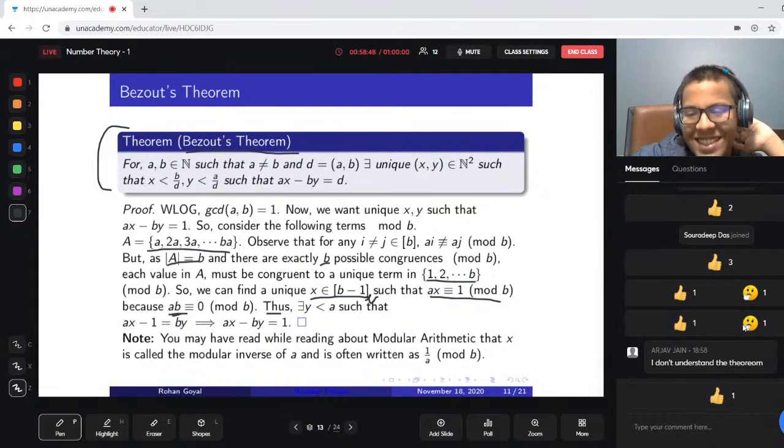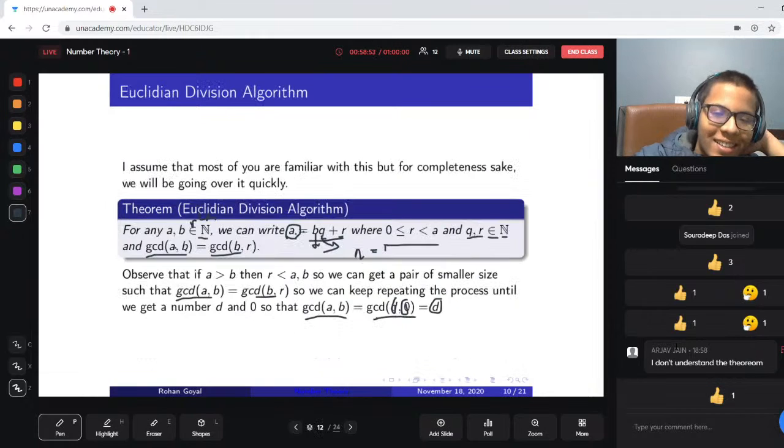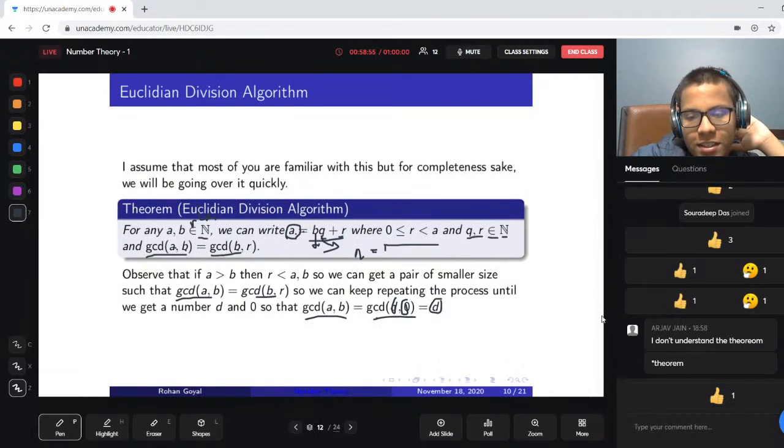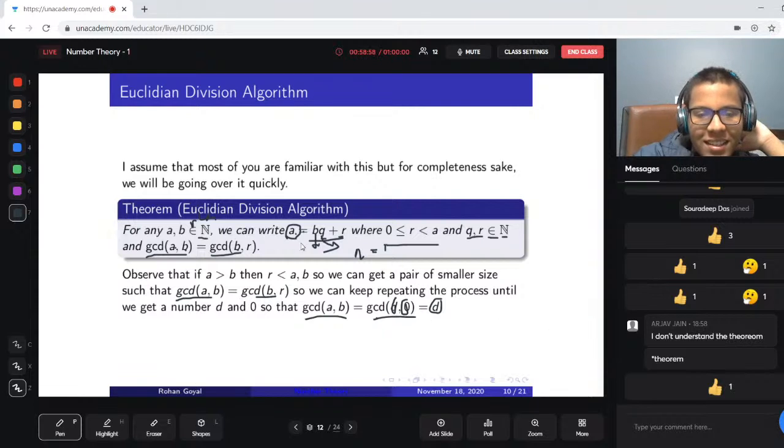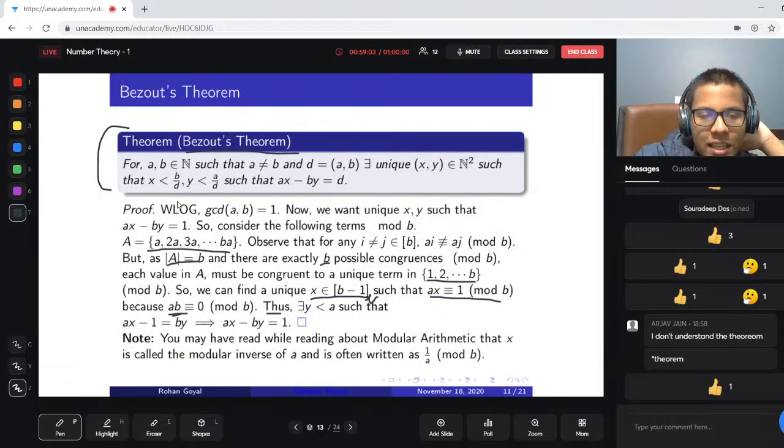Alright, you should have told me. Okay, so the theorem is saying that you can find, okay, I don't really understand what you don't understand. Because all that it is saying is that you can find D such that AX minus BY is D.